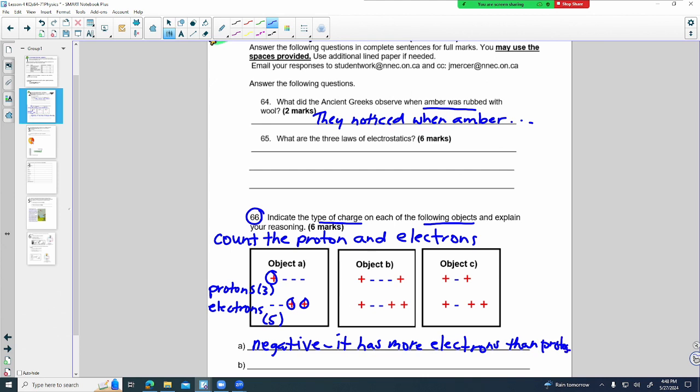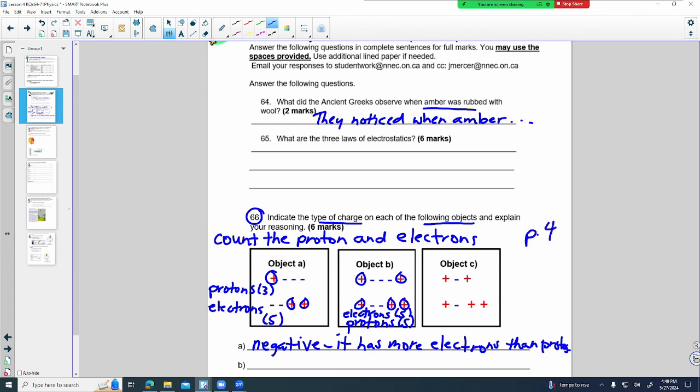And that's what you will have to do for the next two. Object B, count them. 1, 2, 3, 4, 5. So for protons you have 5. And then 1, 2, 3, 4, 5 for electrons. What do you notice here? It has the same number of electrons and protons. And what do we know about that? If you're not sure, go to your lesson book and read page 4.